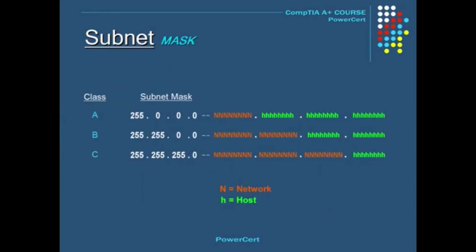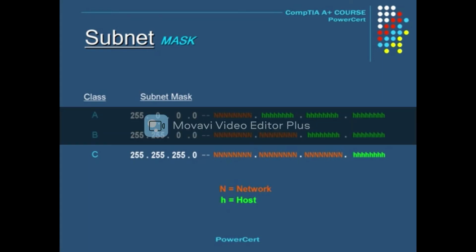Here is a chart for the default subnet masks for a class A, B, and C IP address. Notice the change of the location of the network and host portions between them. You are going to need to memorize the default subnet mask classes for the exam.